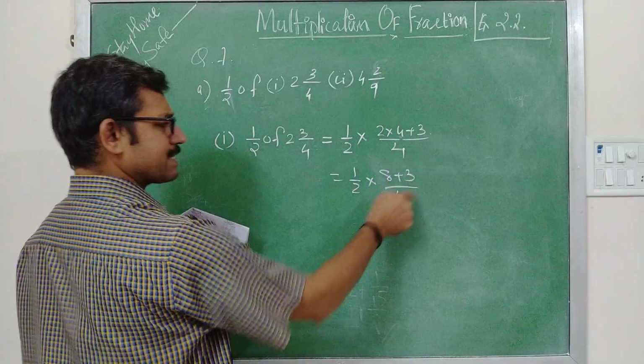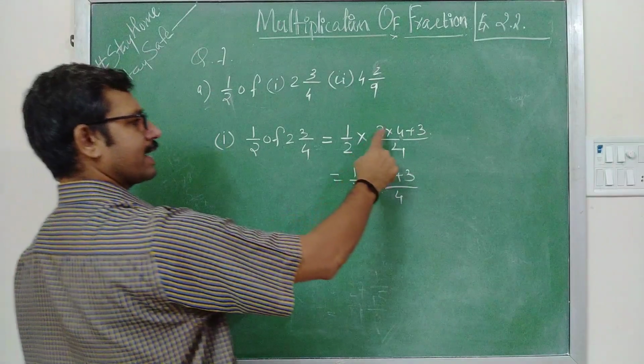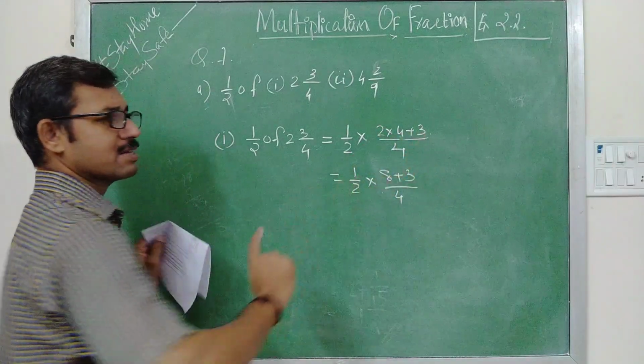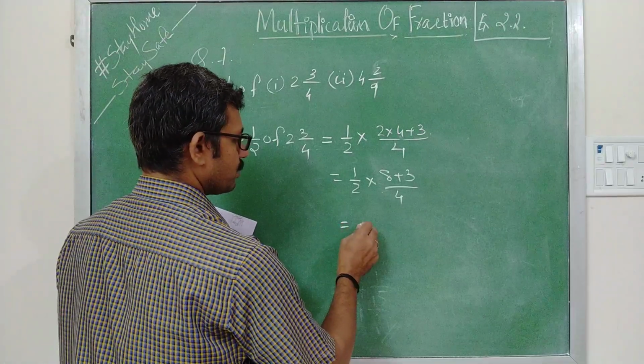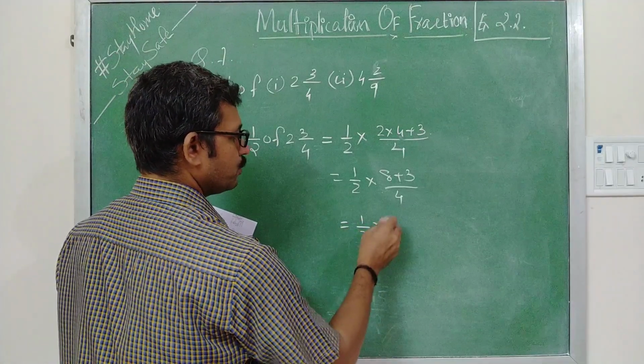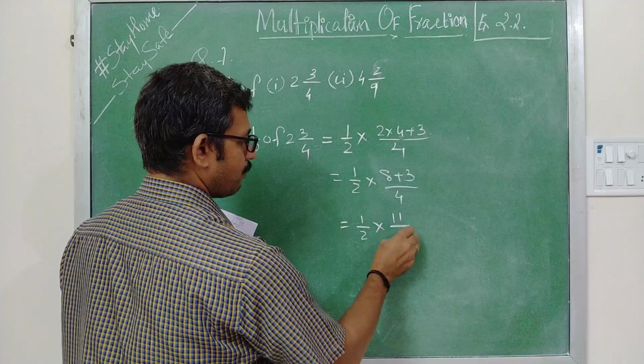Now you can skip this step if you want. You can directly write 8 plus 3 is 11, like that you can write directly also. So which is equal to 1 upon 2 into 11 upon 4.